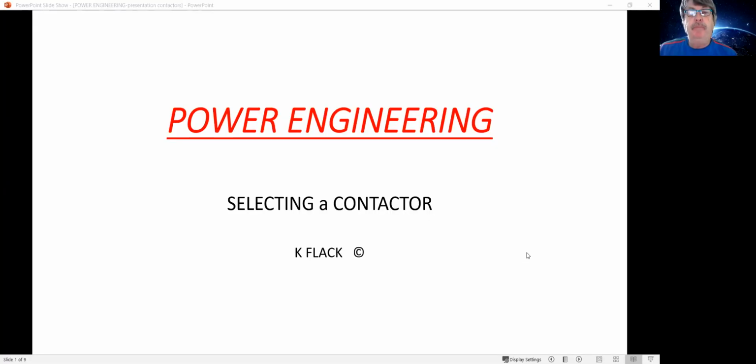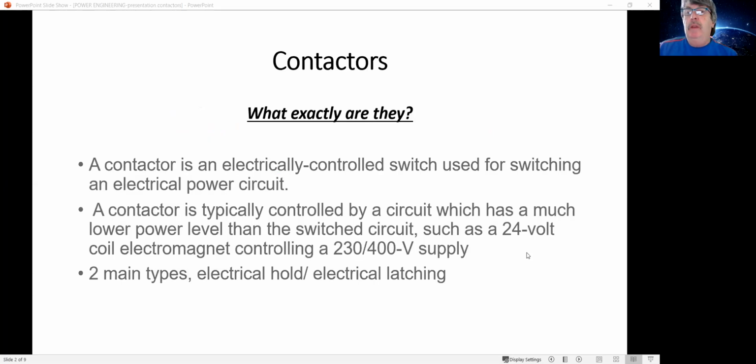Today's topic of conversation in the power engineering field is selecting a contactor. So let's discuss and make sure that we actually know what a contactor is.